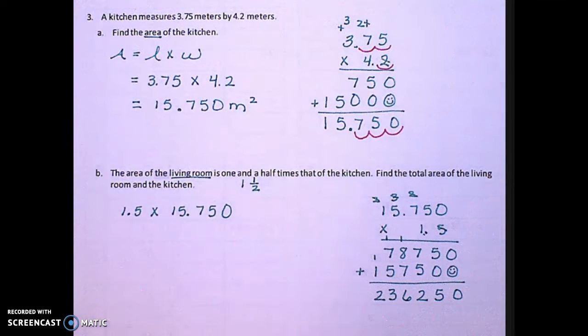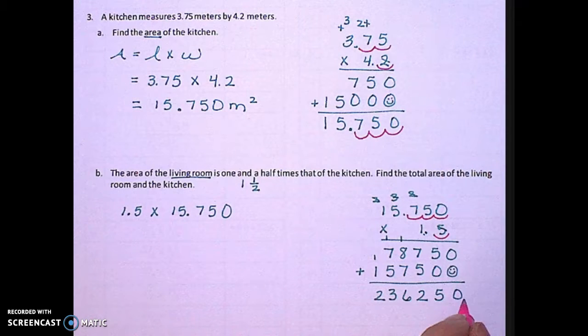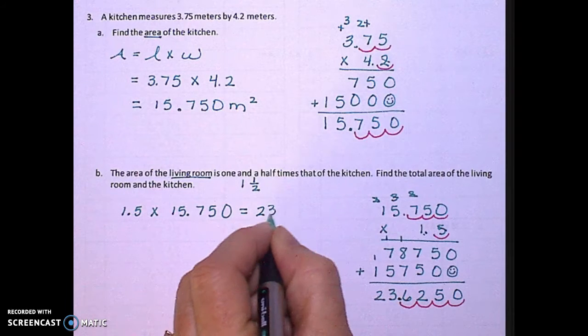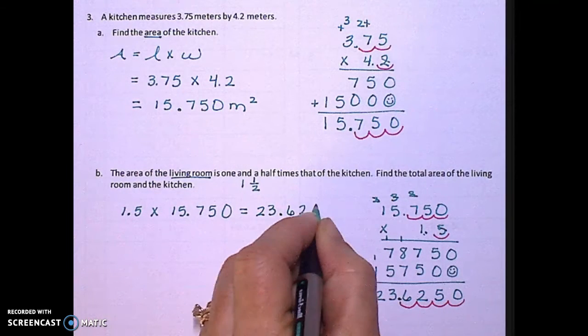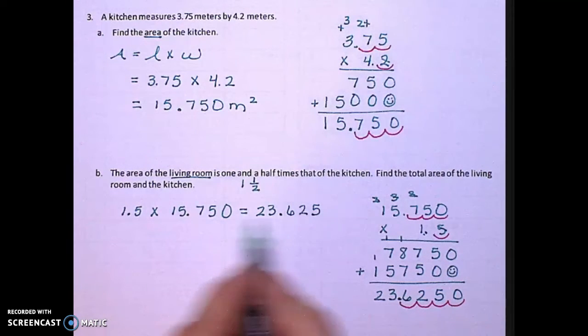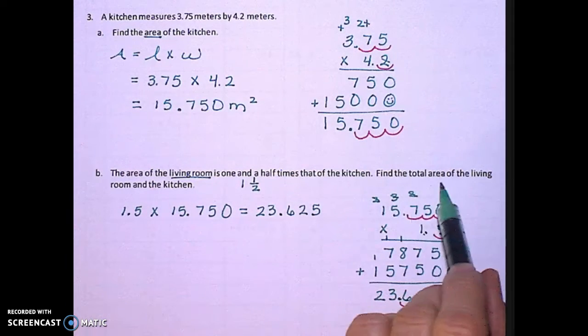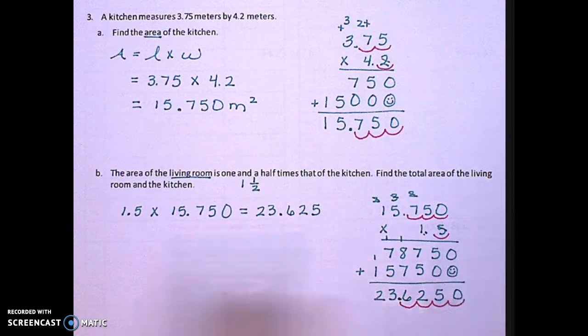Now let's find that decimal. 1, 2, 3, 4. 1, 2, 3, 4. So the answer to this question, 23.625, and we don't have to have the 0 on the end. Now all we know right now is this is the area of the living room. We want to now find the total area of the living room and the kitchen.